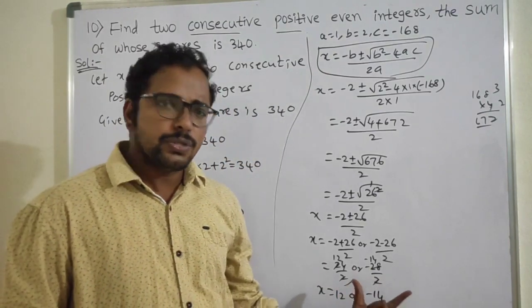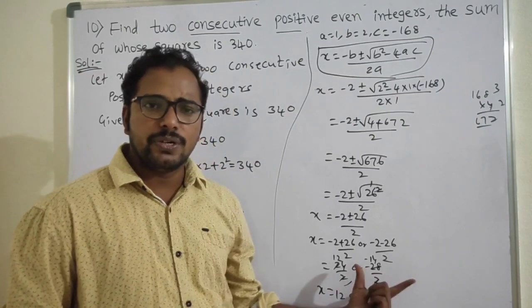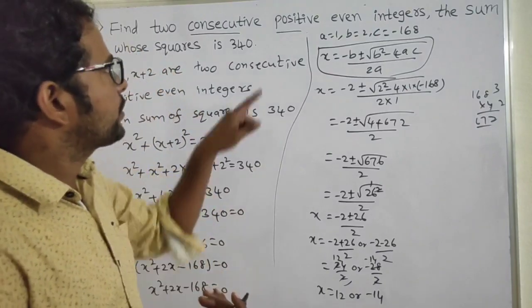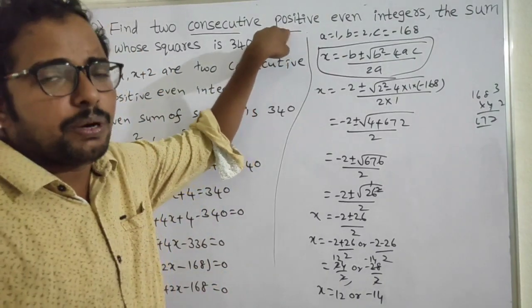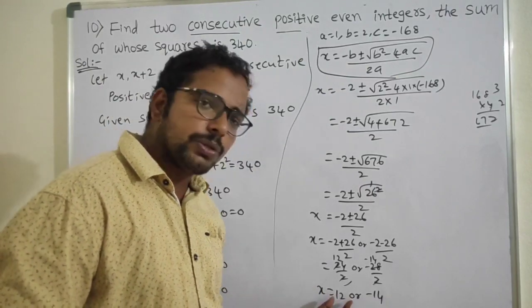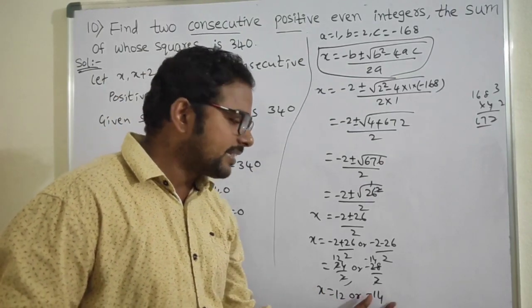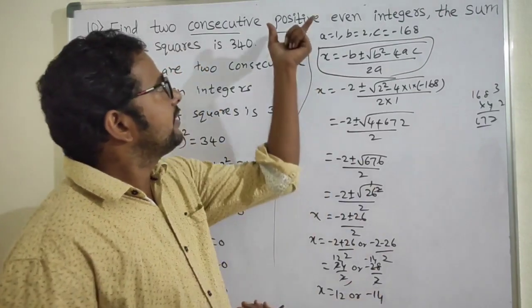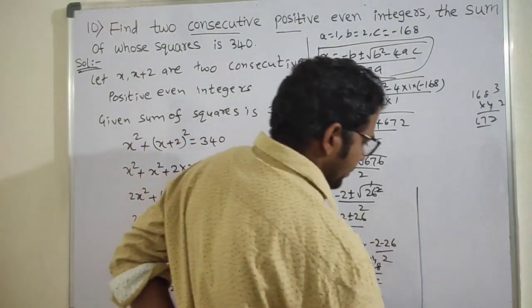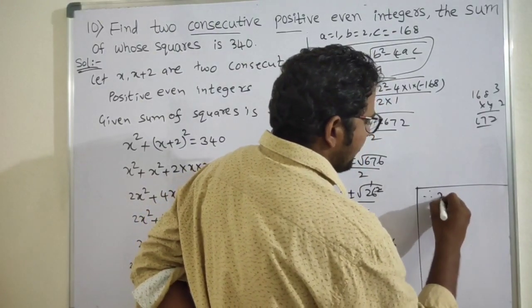We got two values, x equals 12 and minus 14. What value do we have to take? See the question. In the question it is given positive even numbers. So we have to take x as the positive value, x equals 12. Don't take x equals minus 14, because in the question positive values only are given. So therefore x equals 12.